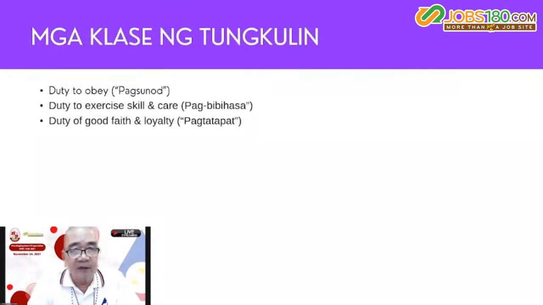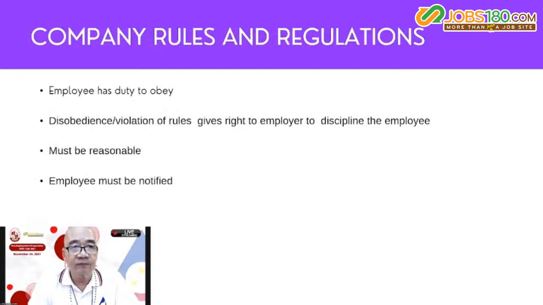Klase po ng mga obligasyon natin as a worker. Duty to obey, dapat masunurin po tayo. Duty to exercise skill and care, magpakahusay po tayo. The more we learn, mas lalo po natin magiging magagamit yan sa ating pagtatrabaho. And then, duty of good faith and loyalty. So, the company rules and regulations, it is the duty of the employee to obey, and then the disobedience and violation of rules gives the right to the employer to discipline the employee.